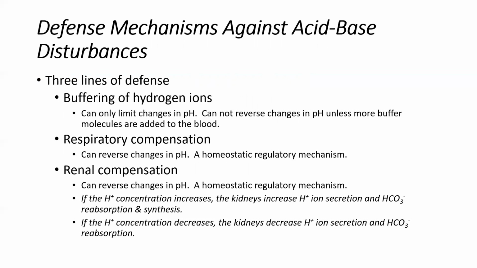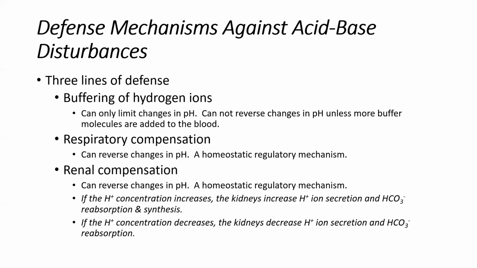The other 2 mechanisms are respiratory compensation and renal compensation. Now, these 2 mechanisms can actually reverse or correct changes that may be experienced in our pH or disturbances in the pH. The respiratory compensation is going to be a homeostatic regulatory mechanism. It's going to be kind of an inbuilt mechanism in the body. So if you think about your rate of breathing, whether you're hyper or hypoventilating, that is in response to those receptors in the brain that are detecting any change in your PCO2 in the blood. So that's the respiratory compensation.